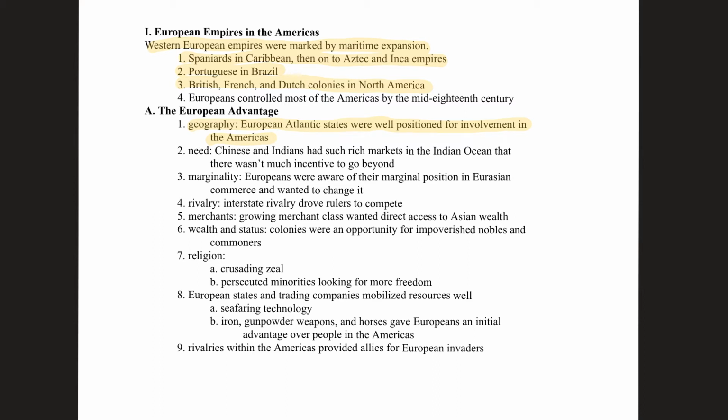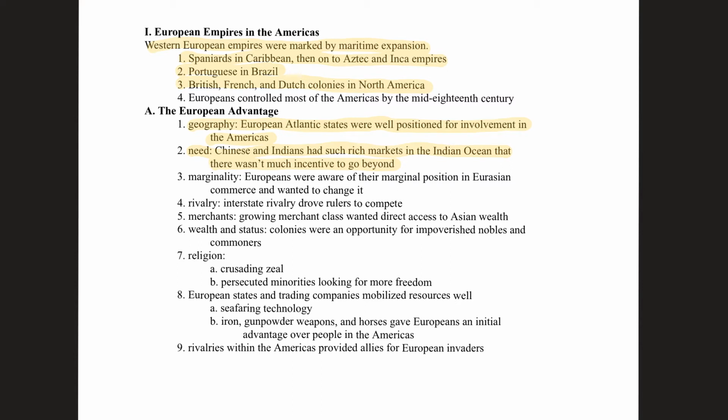The other thing here is need. The Chinese and Indians had such rich markets in the Indian Ocean that there wasn't much incentive to go beyond. I mean, they had everything that they wanted or thought that they wanted pretty much at their doorstep. So why go beyond the doorstep and deal with all the cost and all the risk of going beyond the doorstep when you don't have to?